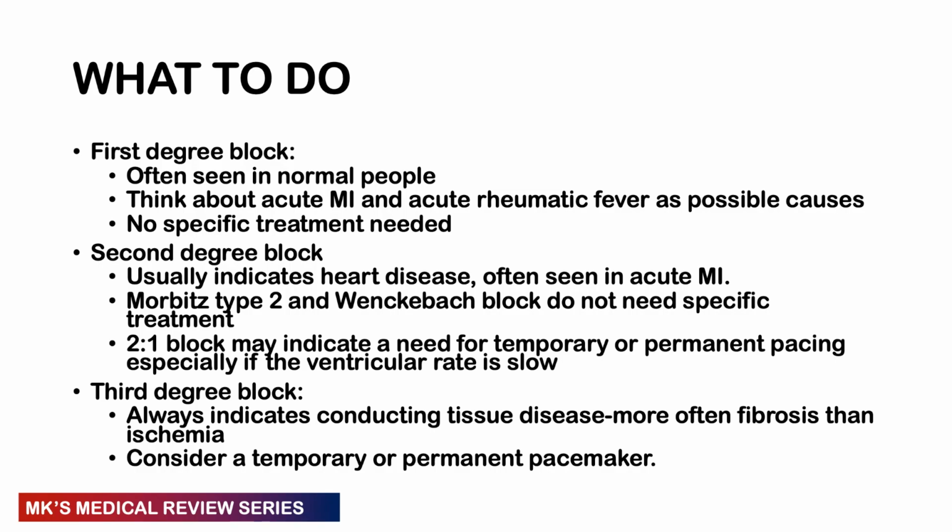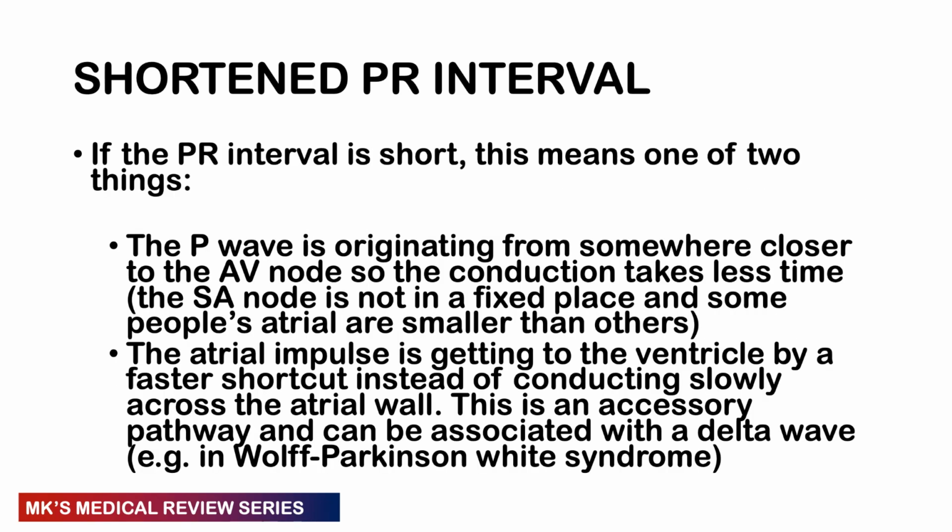Mobitz type 2 and type 1 do not need specific treatment, but if you get a 2-to-1 block, it may indicate that they need some temporary or even some permanent pacing, especially if your ventricular rate is slow. The third degree heart block almost always is going to be pointing you towards some conducting tissue disease, so most often it's going to be due to fibrosis rather than ischemia. So these ones need a temporary or even permanent pacemaker.